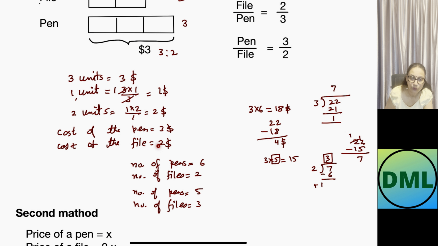And 3 times 2 is 6. 15 plus 6 is 21. And we are left with $1. I can't purchase anything with the $1. So we can reduce our number of pens and increase our files. Let's see this question with another method.